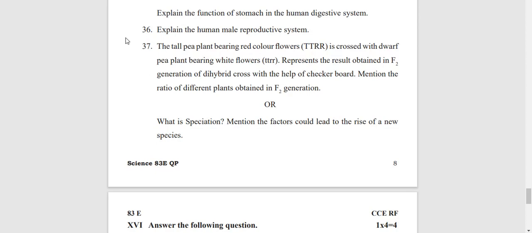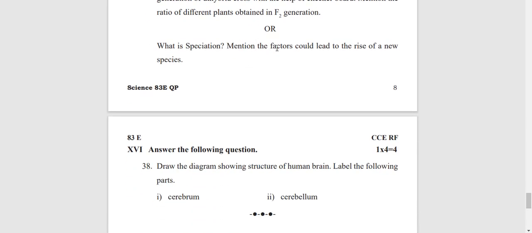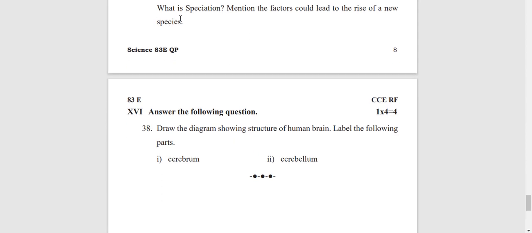Next, this question number 37, pea plant. This is from Heredity Evolution chapter. Again, they have given one option in this. What is speciation? Mention the factors which could lead to the rise of new species. First of all, what is speciation? This question was asked in the year 2019 also. And also we have to write the major factors which lead to the rise of a new species. First of all, what is speciation? Then we have to write the factors on that.